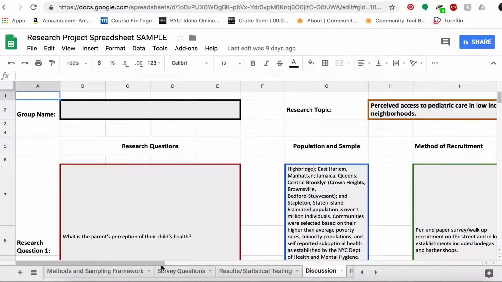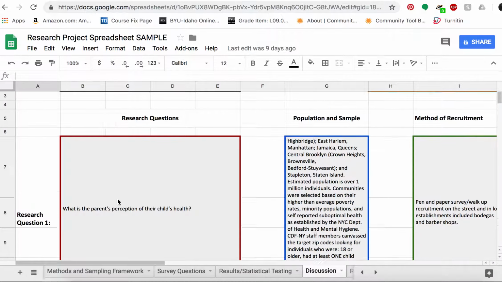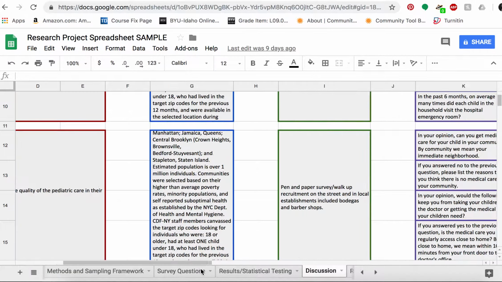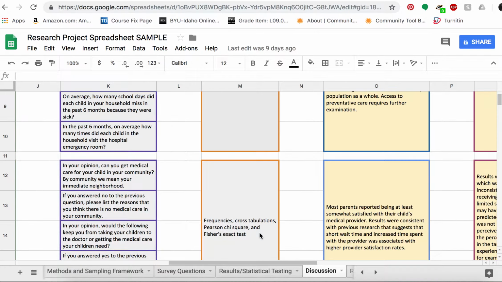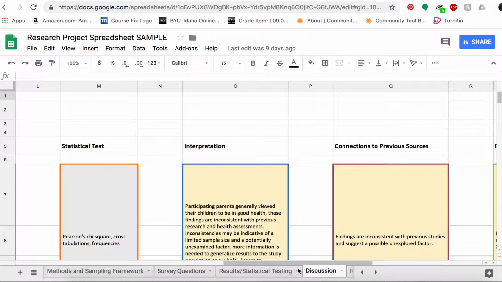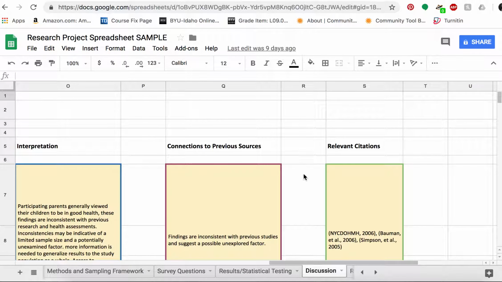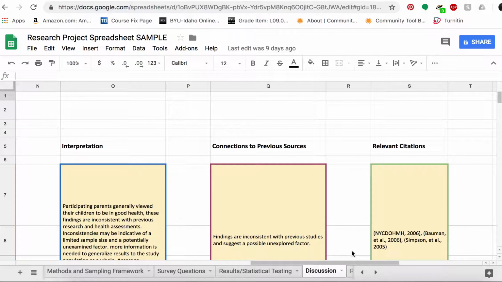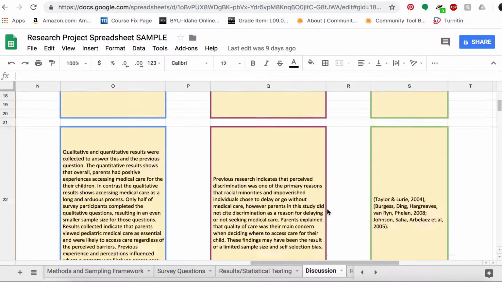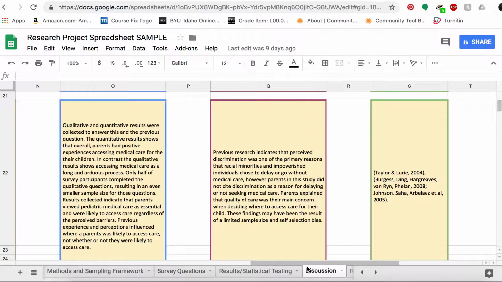So a discussion section is basically where you discuss the so what of the results that you found. And you use it to make sure that this research question, or this one, is thoroughly answered. So if we scroll over, remember how we talked about the statistical test? Well, now we're going to say what that statistical test means. Then we're going to connect it to previous sources, and then we're going to add in the relevant citations. This is huge. Having this information here lets you quickly put it into paragraphs and finish up that last section of the research paper.